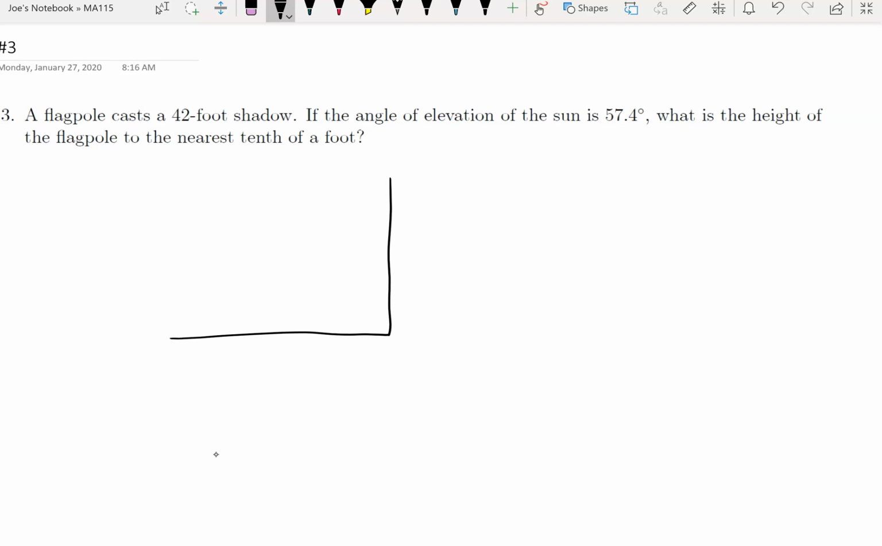So the way I've got this drawn right now, what part's corresponding to the shadow? The bottom, right? So I know that this side is 42, correct? Because that's the shadow part. This is the part that I'm looking for, the flagpole. All right. So the last part we need is the angle. This is the angle of elevation piece that this is talking about. As we start from the tip of the shadow and go up to the sun, that angle has to be the 57.4.